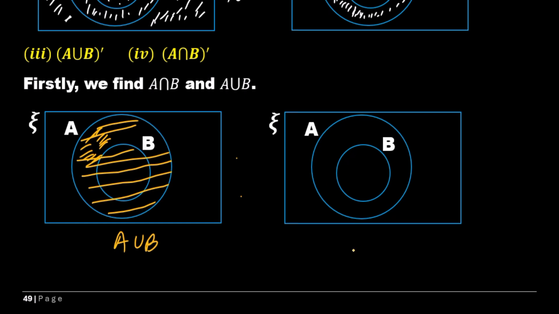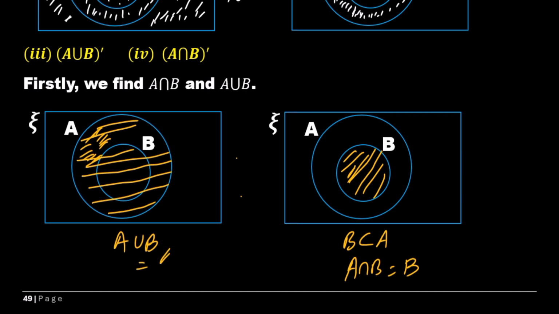A intersection B is simply, as B is a subset of A. So in case of intersection, when B is a subset of A, then their intersection consists of the smaller set. So A intersection B is simply set B. So we shade only set B here. So this is my set B here. And A union B is simply set A.